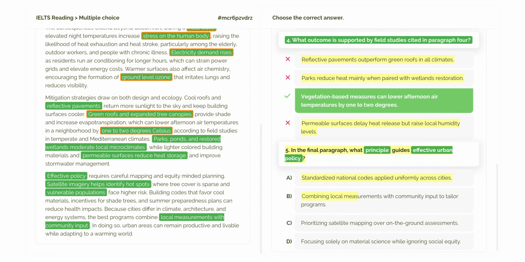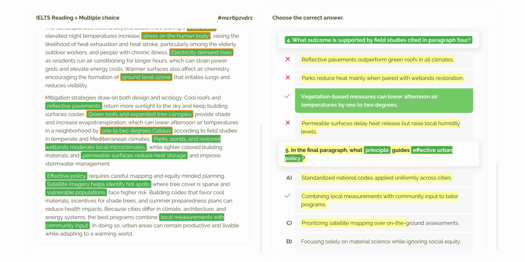Combining local measurements with community input to tailor programs. This option seems very promising. The last two sentences of the paragraph state, the best programs combine local measurements with community input. In doing so, urban areas can remain productive and livable. This option is a direct paraphrase of the guiding principle described in the text for making successful programs. This option is correct.